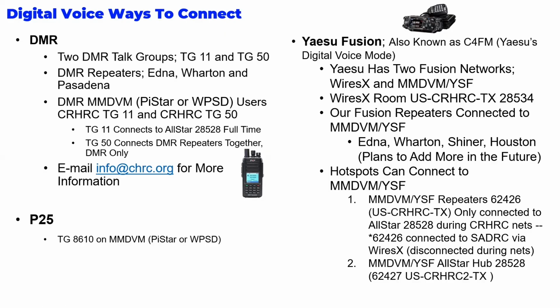Now, if you talk on the Edna repeater, the Wharton repeater, the Shiner repeater, or the Houston repeater, you will come out and be connected to SADRC, and that's on YSF1, which is US-CRHRC-TX. So you can also connect your hotspot to that one, but just be known that it will come out on all the YSF repeaters, but not on 28528.